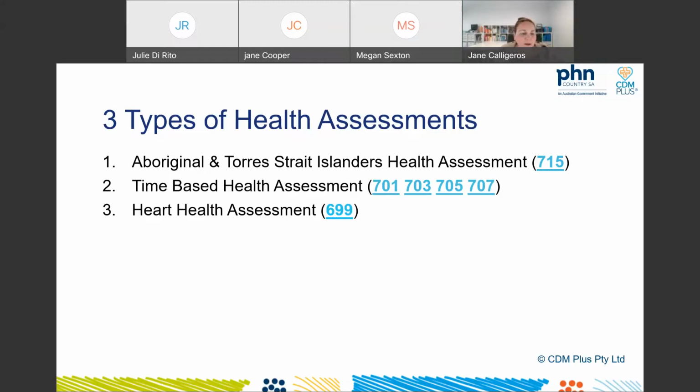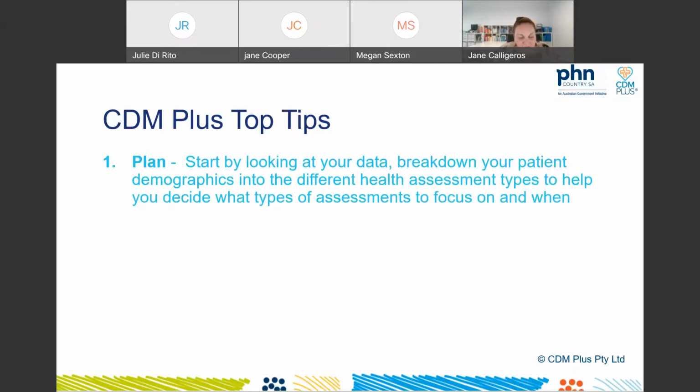So like all things chronic disease management, I like to start with a plan. The first top tip when we're looking at health assessments is to start and have a look at your data, because a lot of clinics have thousands of patients, and without breaking that down a little bit, we're going to get a little bit lost of which health assessment to do and what our process is going to be. So we don't want the clinic to be overwhelmed. We want to work this into our everyday CDM activities with the care plans and reviews. So reports and data.